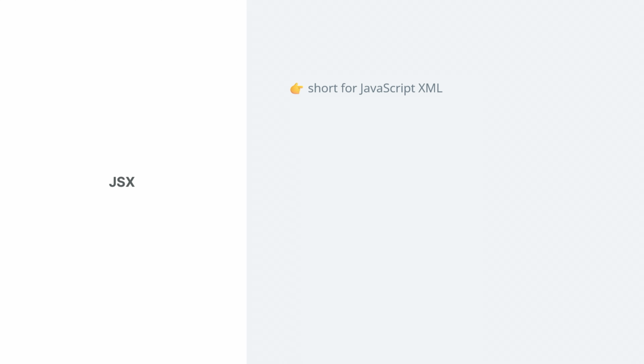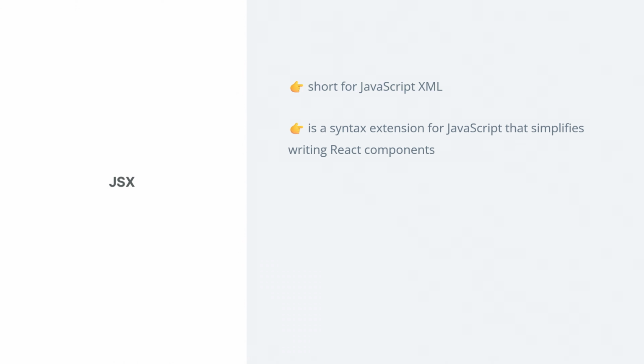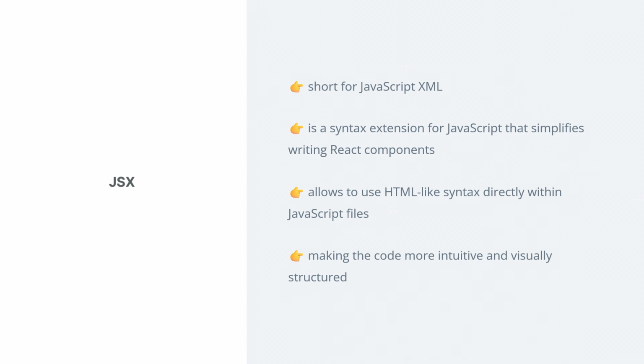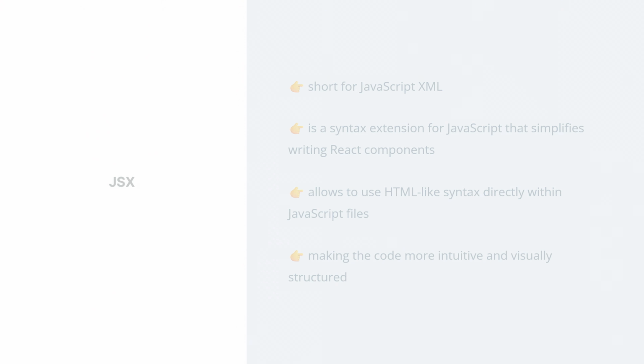JSX, short for JavaScript XML, is a syntax extension for JavaScript that simplifies writing React components. It allows developers to use HTML-like syntax directly within JavaScript files, making the code more intuitive and visually structured. The XML part refers to a data format used in the past for storing and transmitting data. Although XML is still used in some projects, it's less common nowadays.